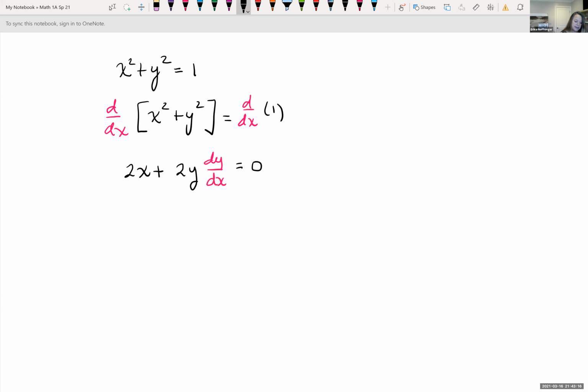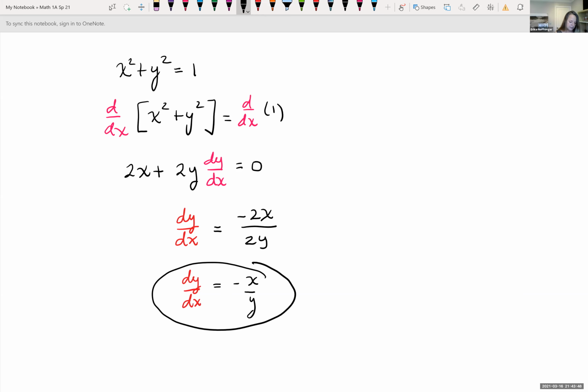So let's, in this case, solve for dy/dx. Let's subtract 2x on both sides, and then we would divide by 2y. So we would get dy/dx is equal to subtracting 2x, then dividing by 2y. So we get the first derivative is equal to negative x over y.